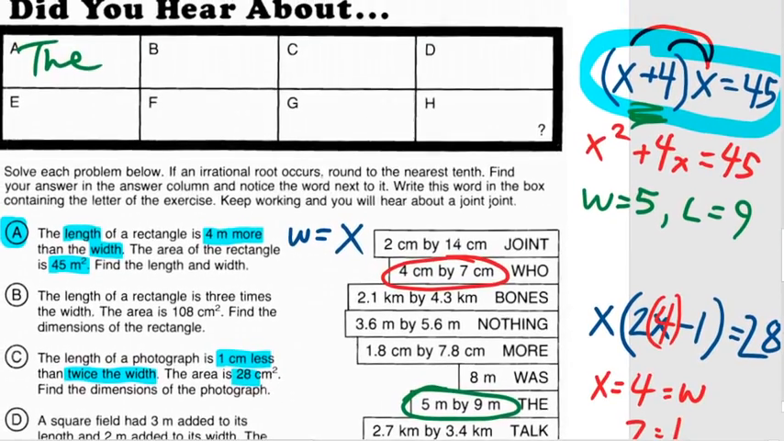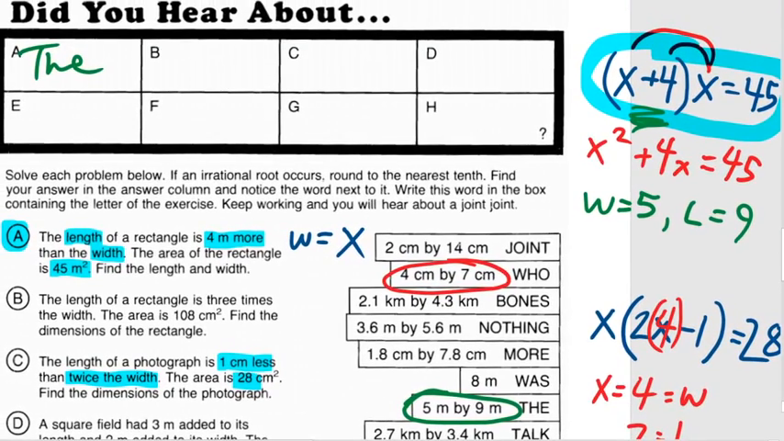And so B, the who, those 2 words don't seem like they work out very well together.